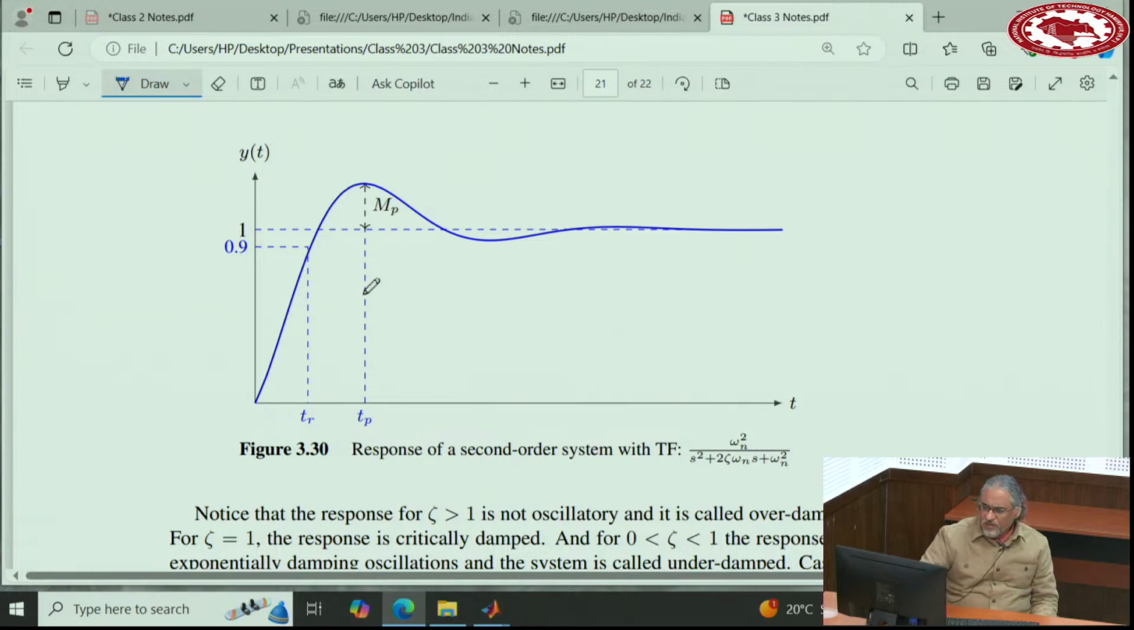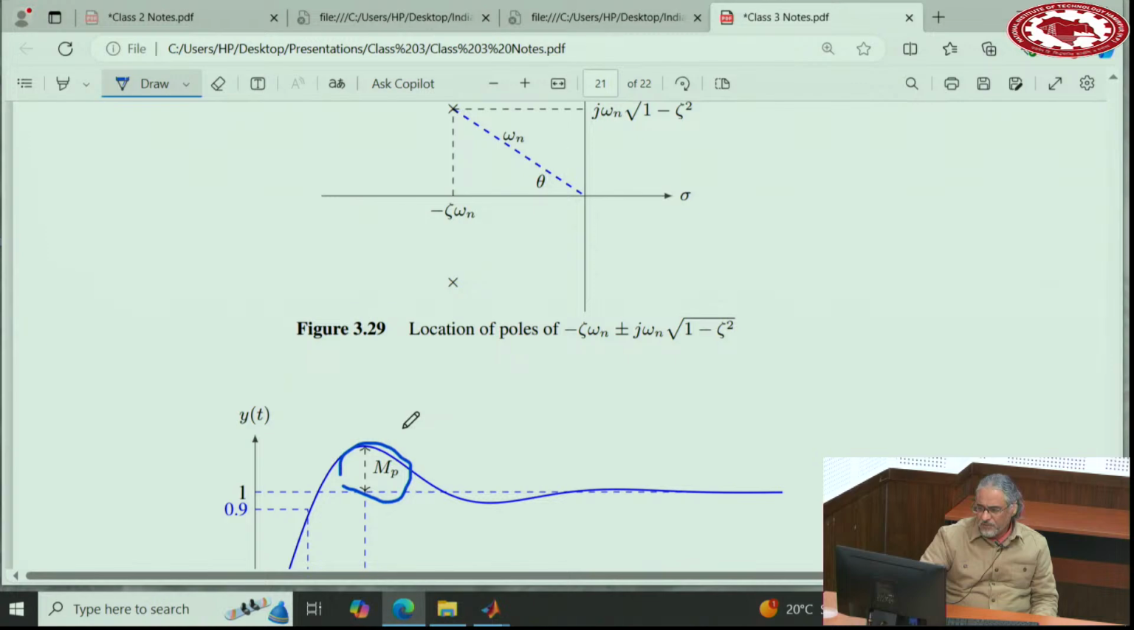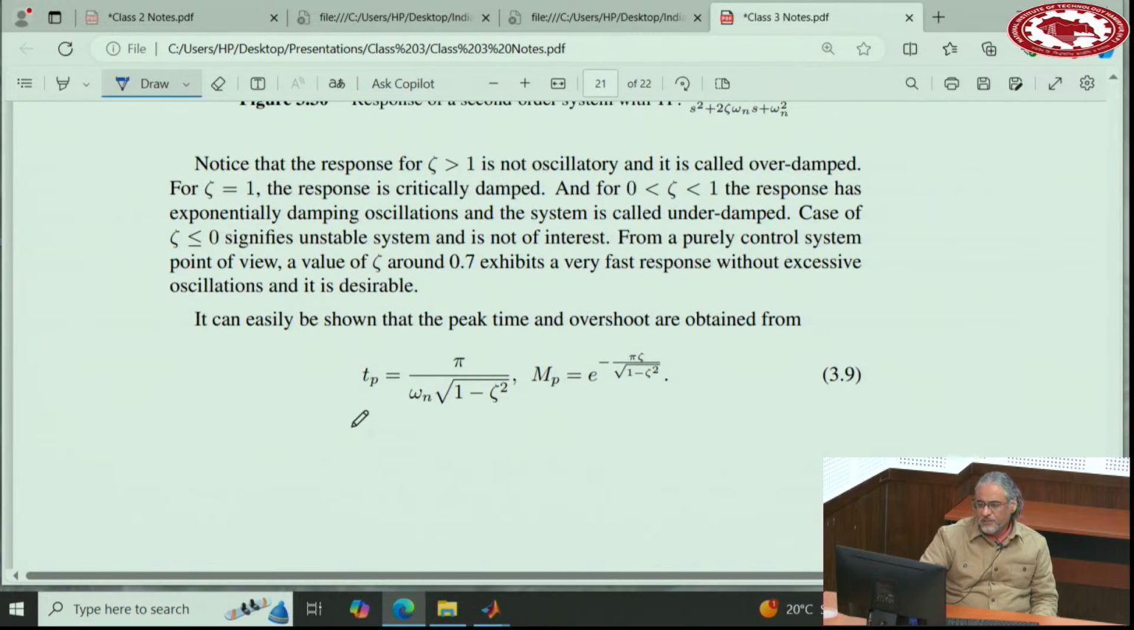So we can find an equation for this peak value. We can find an equation for this peak time for a second order system. These are the equations that I have derived somewhere. Yeah, here. This is for the peak time. This is for the peak value. We also call it the overshoot of the response.